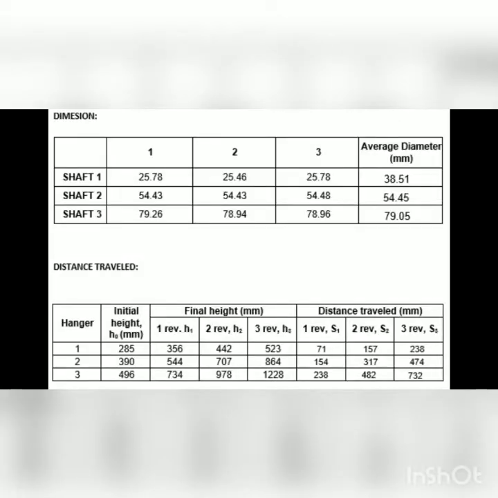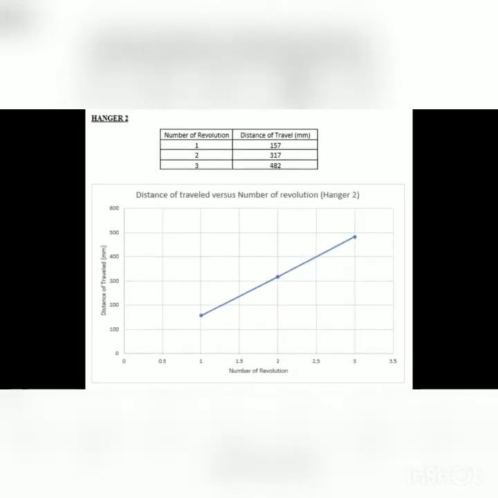These are the dimensions for every shaft and distance travelled for the hanger. From the table of distance travelled, we need to plot a graph of distance travelled versus number of revolutions for every hanger. These are the graphs for hanger 1. This is for hanger 2. And lastly is for hanger 3.